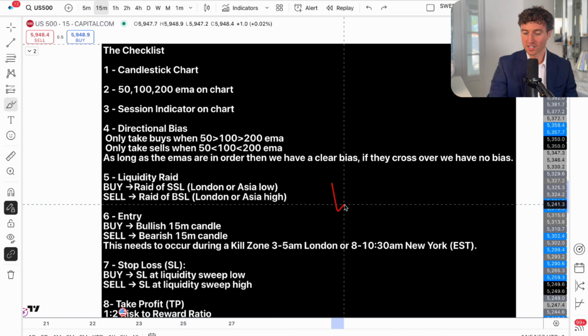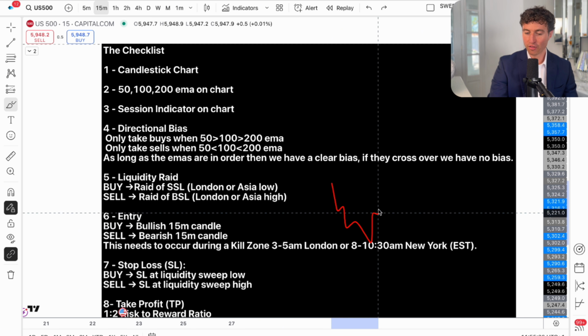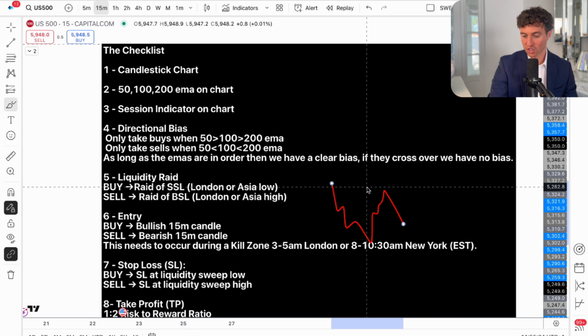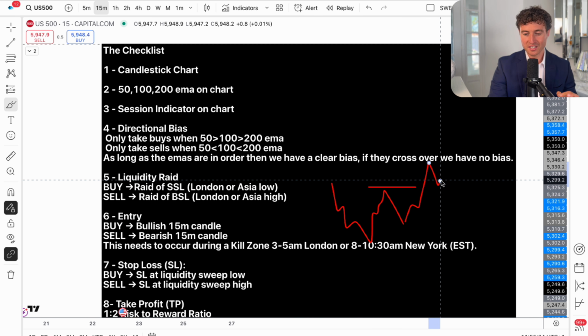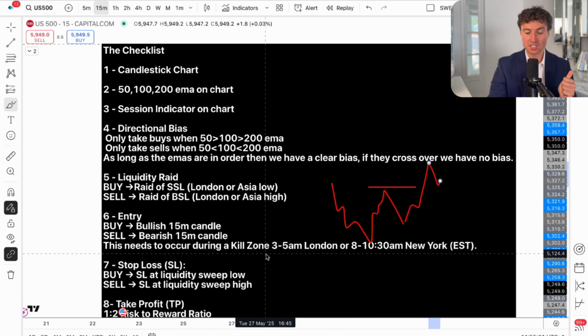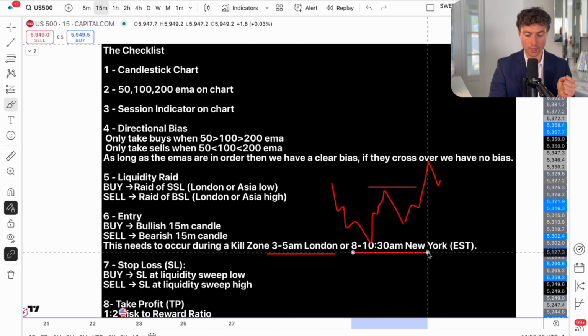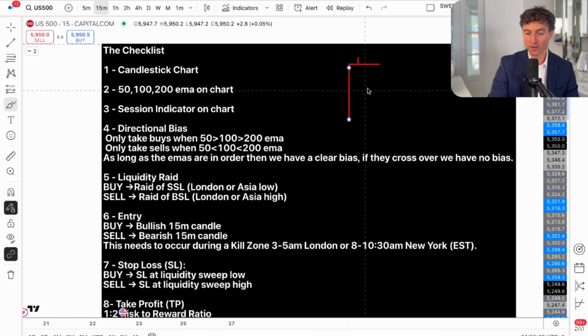So let's say that we're sell bias on this market. Let's say this is the Asia or London session high right here. We see a raid of liquidity. We then need to see a 15-minute bearish candle close. And again, this needs to occur during one of these kill zones. This is also very, very important.